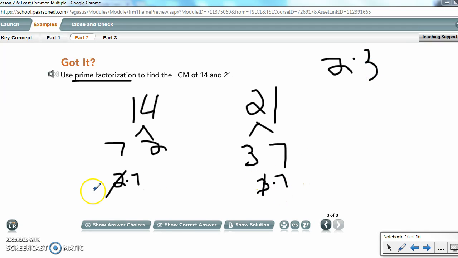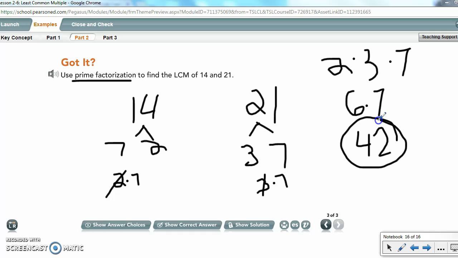And I have 7s. Now, these are both the same amount, so I'm just going to leave 7 how it is. What is 2 times 3? 2 times 3 is 6. And 6 times 7 is 42. So what is my LCM? My LCM is 42. Go ahead and copy this down, freeze the screen if you need to.